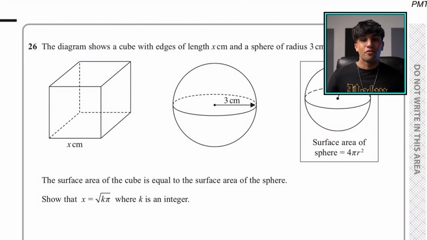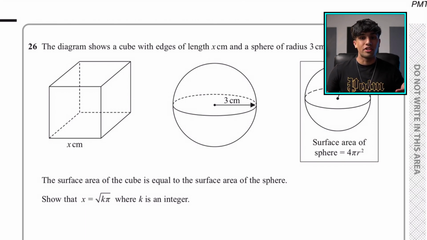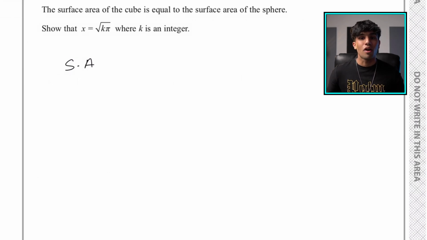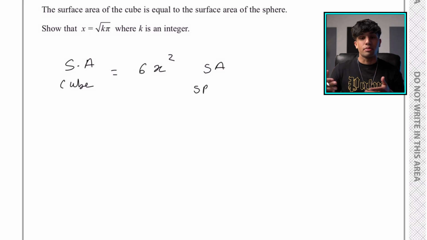Now we have a very fun type of question, a show that question. We need to show that x is equal to the root of k times pi. We're given that the surface area of the cube is equal to the surface area of the sphere. Our first step is to write this in maths terms, which I'm going to do now. The surface area of the cube is equal to 6x squared, since the area of one side is x times x, and we have 6 sides, so we get 6x squared.